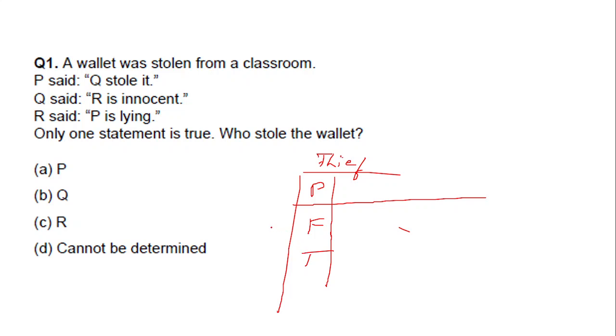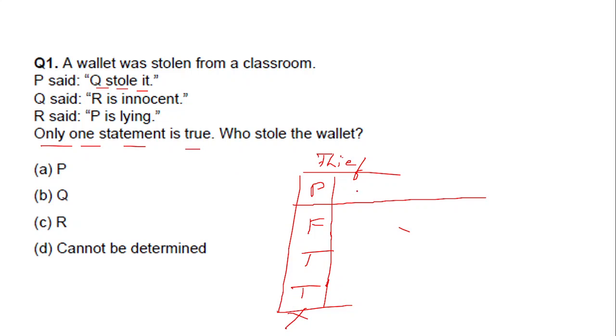P is lying. When R says P is lying, we have to look at what is P's statement. P's statement is Q stole it. Yes, P is lying because according to the assumption, P is the thief. So R is telling true. Okay. So these three we got. One is false, two statements are true. But the condition is only one statement is true. So this is not possible. So this is not possible means P is not the thief.